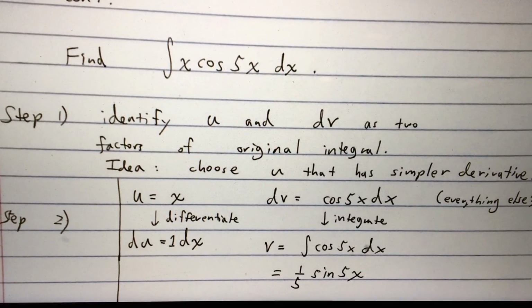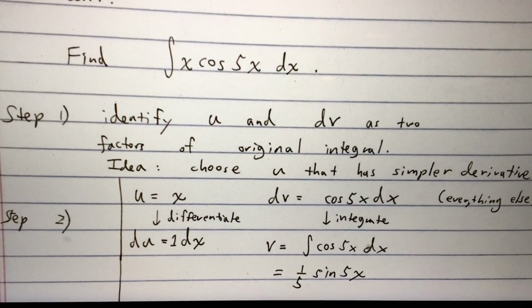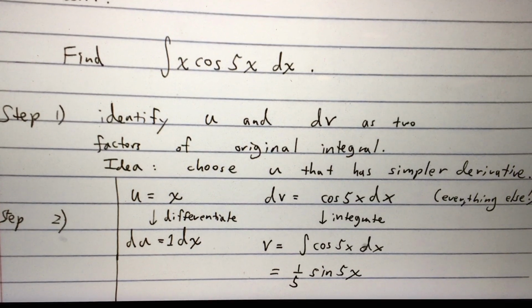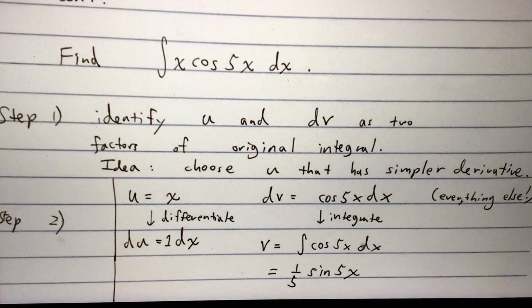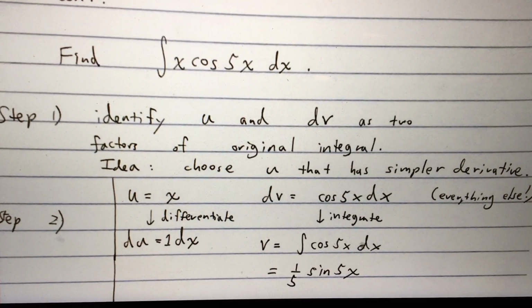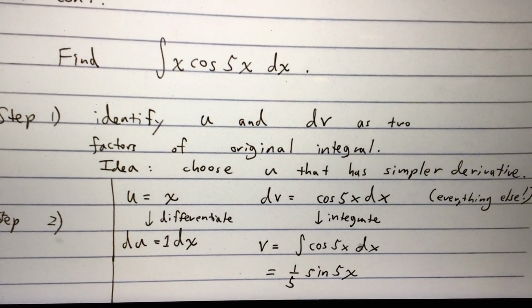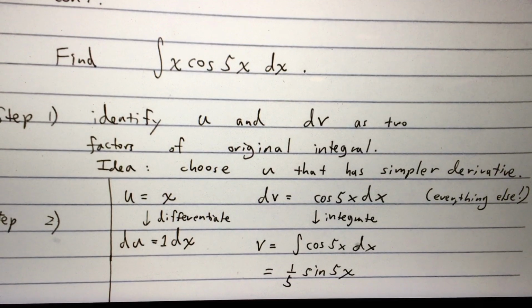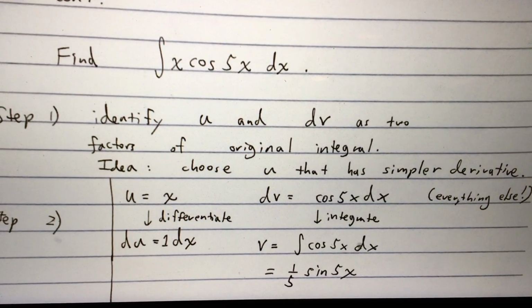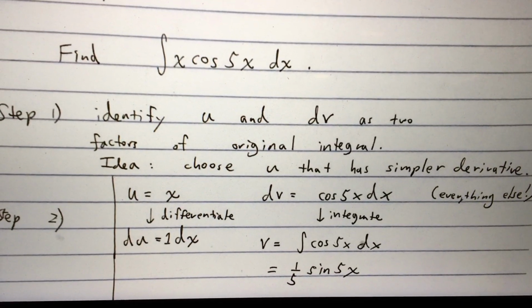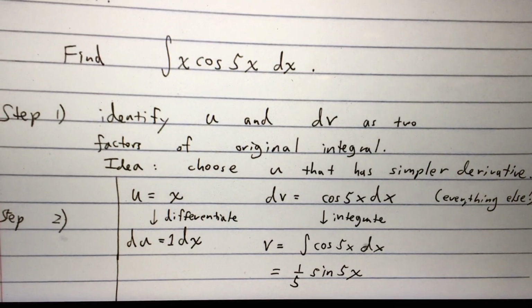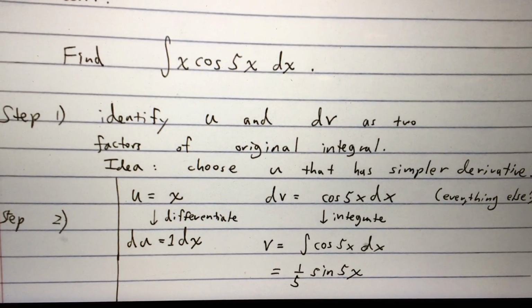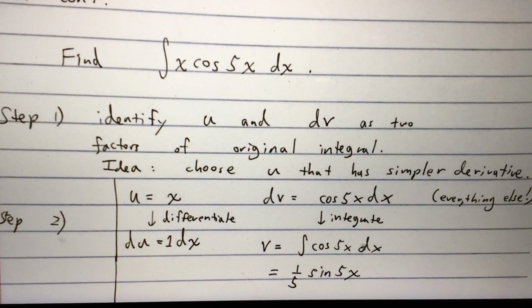So I went u equal x because when I take the derivative I get 1 dx. I'll move the dx over just like in u sub. And then dv is everything else. So that's cosine 5x dx. So I'm saying that's a derivative of something. I need to find out what the original function was, but it's an easy antiderivative.